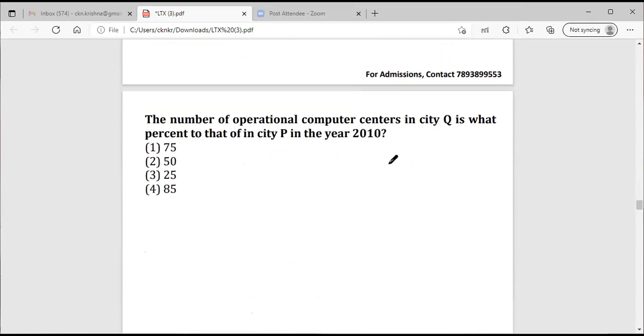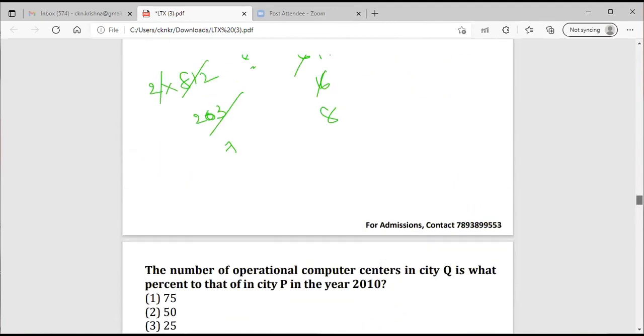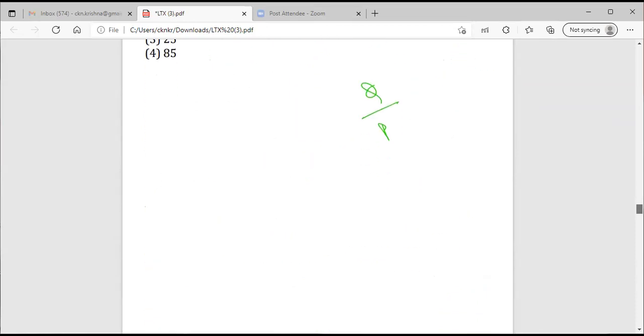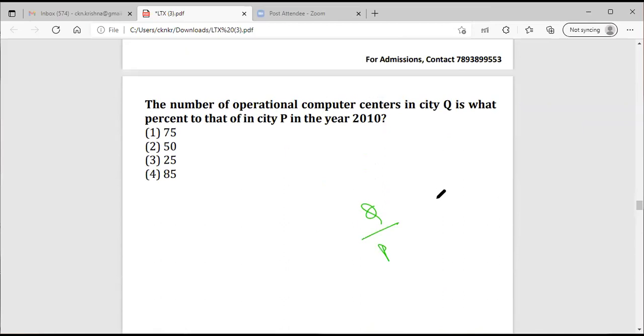Direct answer. The number of operational computer centers in Q is what percent of that of P in the year 2010? I don't have to go to the question. We already solved the problem. This is 2010 only. Q is what percent of P? Q is 2436. P is 3248. What is the percentage?